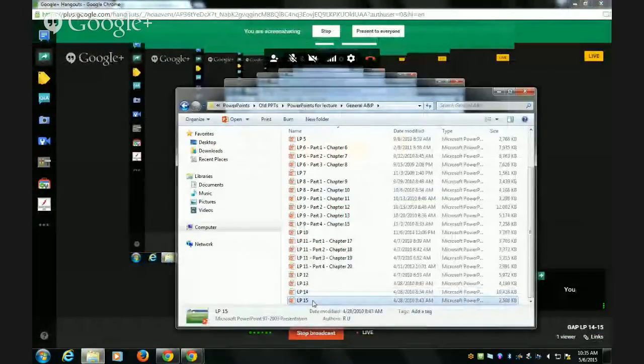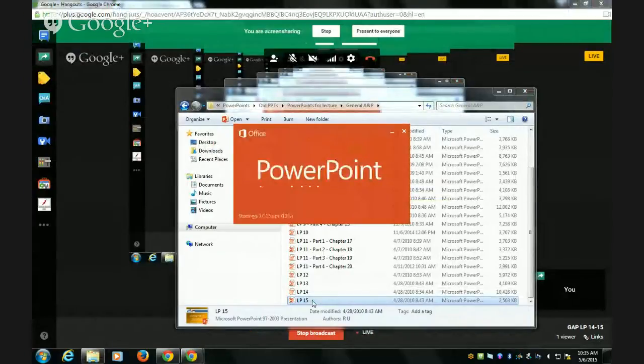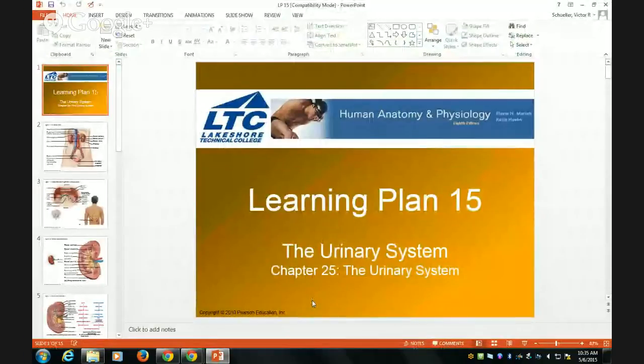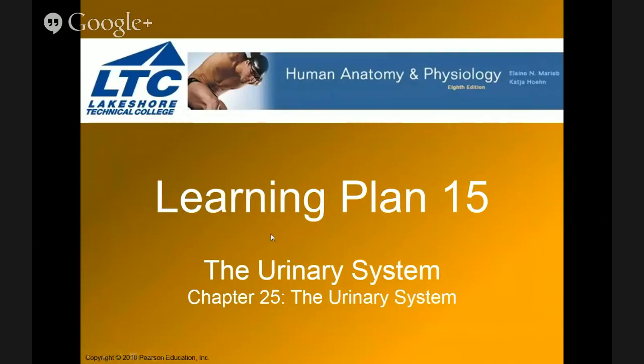Now let's go to Learning Plan 15. Now, Learning Plan 15 is for, for a second I was going to have a minor stroke here because I was thinking, what are we talking about, the digestive system? But no, that's the last thing I talk about in advanced A&P. This is the urinary system. Okay, good. I'm glad I know what I'm covering now today. All right. So we're going to make our way over to the urinary system.